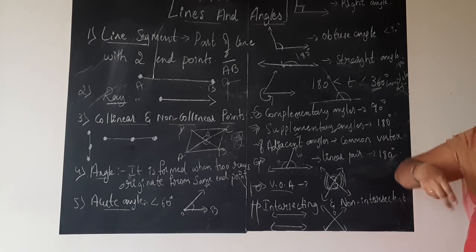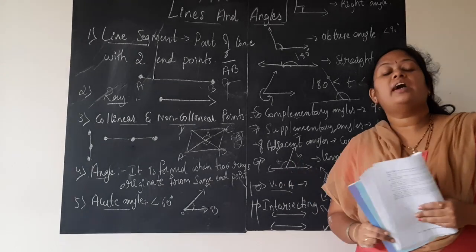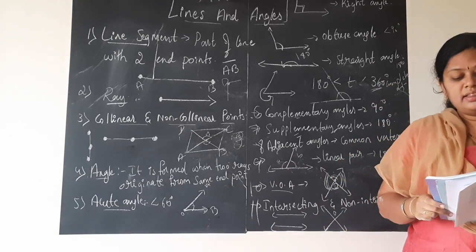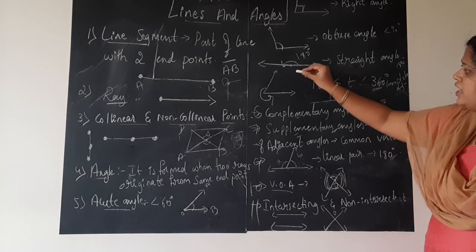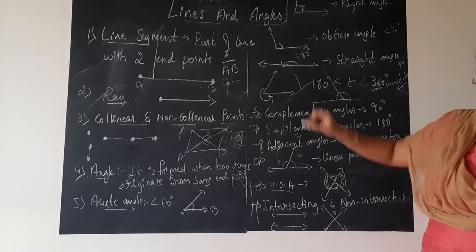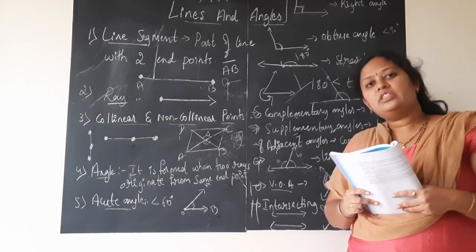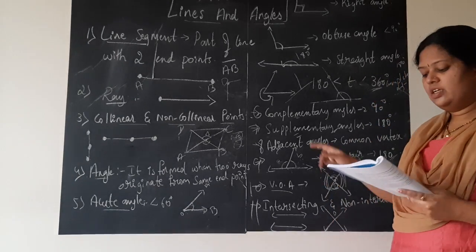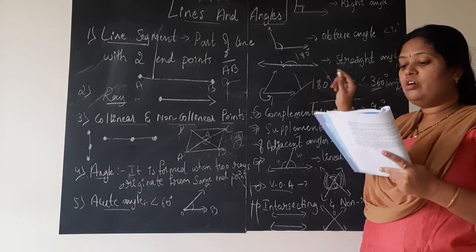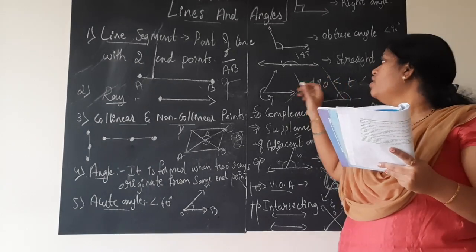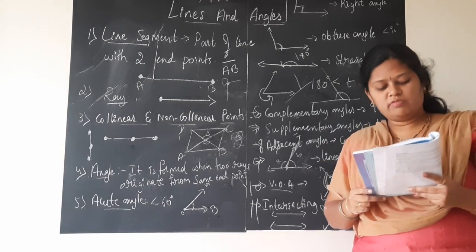What does axiom 3.2 state? If the sum of two adjacent angles is 180 degrees, then the non-common arms, see, if a ray is standing on a line, these are the non-common arms, then the non-common arms of the angles form a line. This becomes a line. So it is just the converse of axiom 3.1.